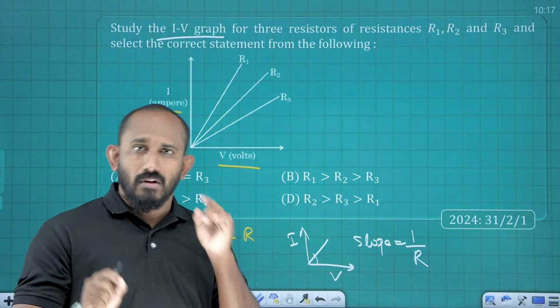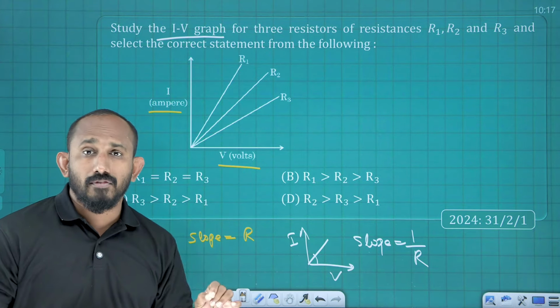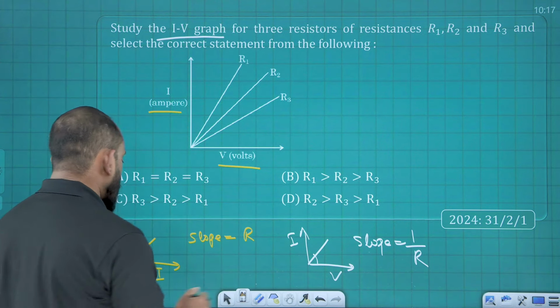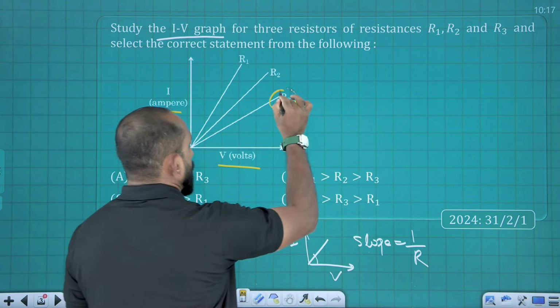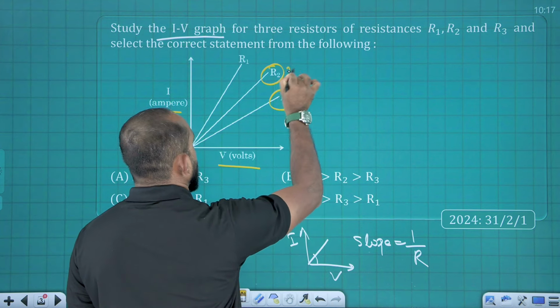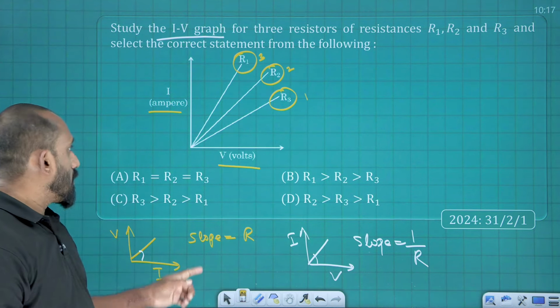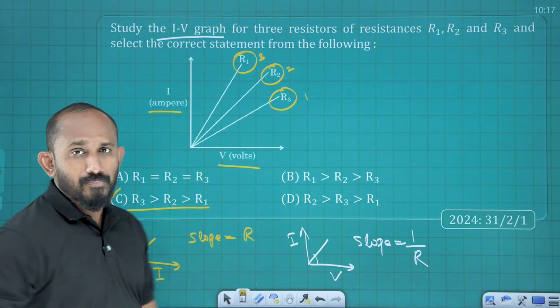The line with the least slope will have greater resistance, because slope gives you the reciprocal value. So here R3 will have the greatest resistance. R3 is first, R2 is second, R1 is third. So R3 is greater than R2, which is greater than R1. So C is the correct answer here.